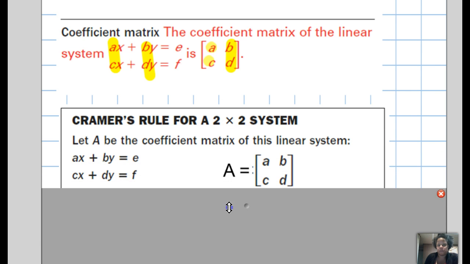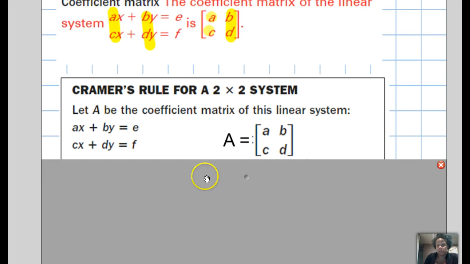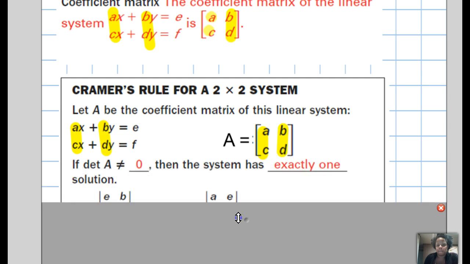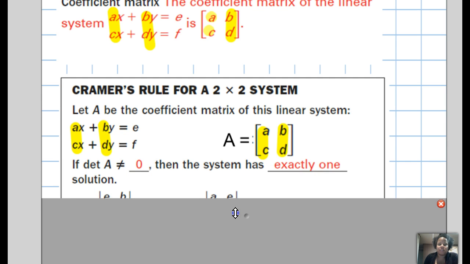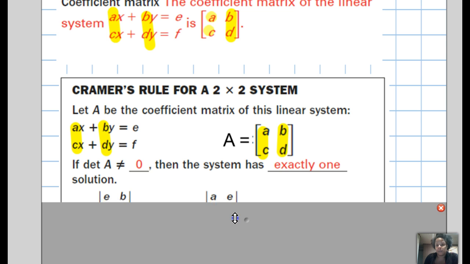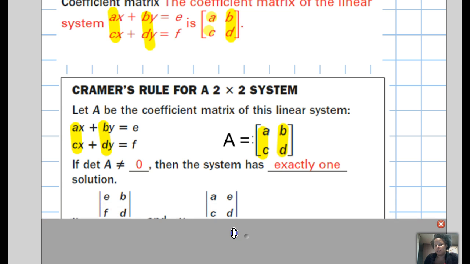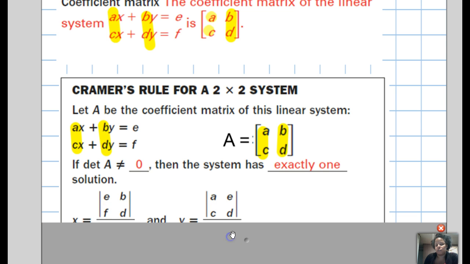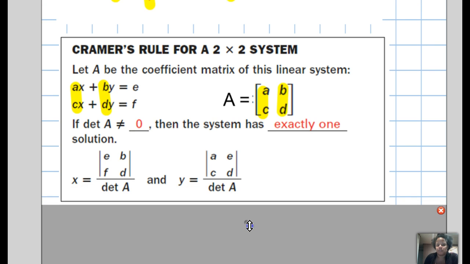So let's say we have a 2 by 2 system, which means we have two linear equations with two variables. Then here the coefficient matrix is again the coefficients of x and the coefficients of y as the second column. If the determinant of the coefficient matrix is not 0, then we can find a solution, and it's going to be exactly one solution. So how do we find the solution?